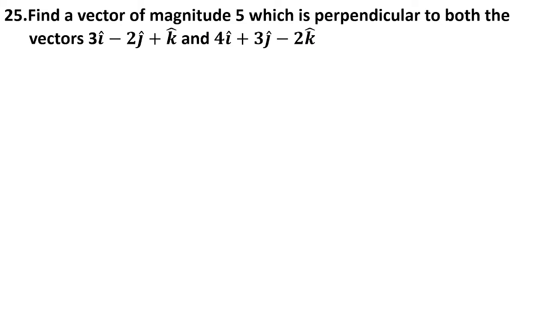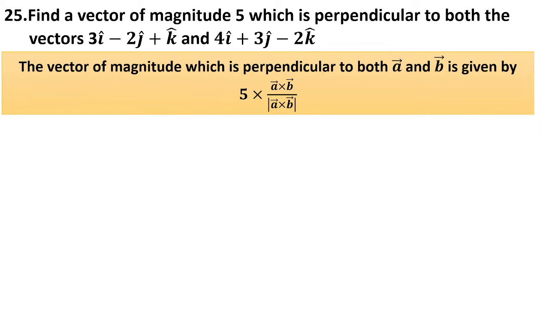Let us move on to question number 25. Find a vector of magnitude 5 which is perpendicular to both the vectors. Be careful, there are two types of question. Find a vector in the direction of, that is vector by its magnitude. When it is a vector perpendicular to both, it will be cross product by its magnitude.